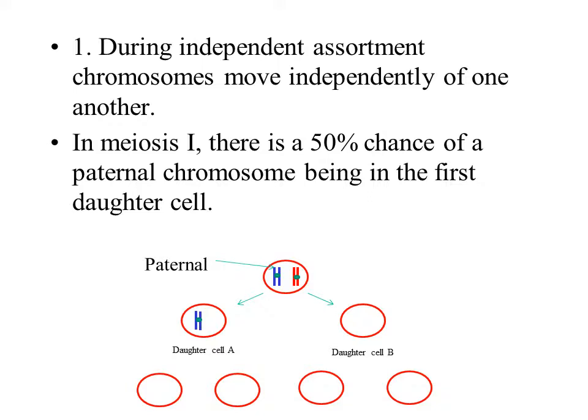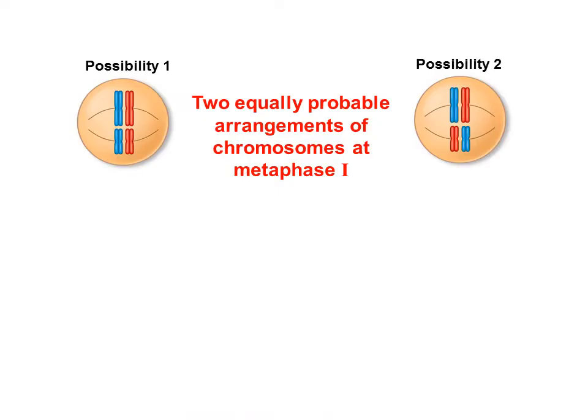In daughter cell A, there's a 50% chance to get those two blue chromosomes or to get the red chromosomes. This is random. If you happen to be created from daughter cell A, then you would have chromosomes that came from your father. So this is showing probability. In probability 1, you get all of the blue chromosomes on one side of the cell. In probability 2, you might have one blue on the left and one red on the left.